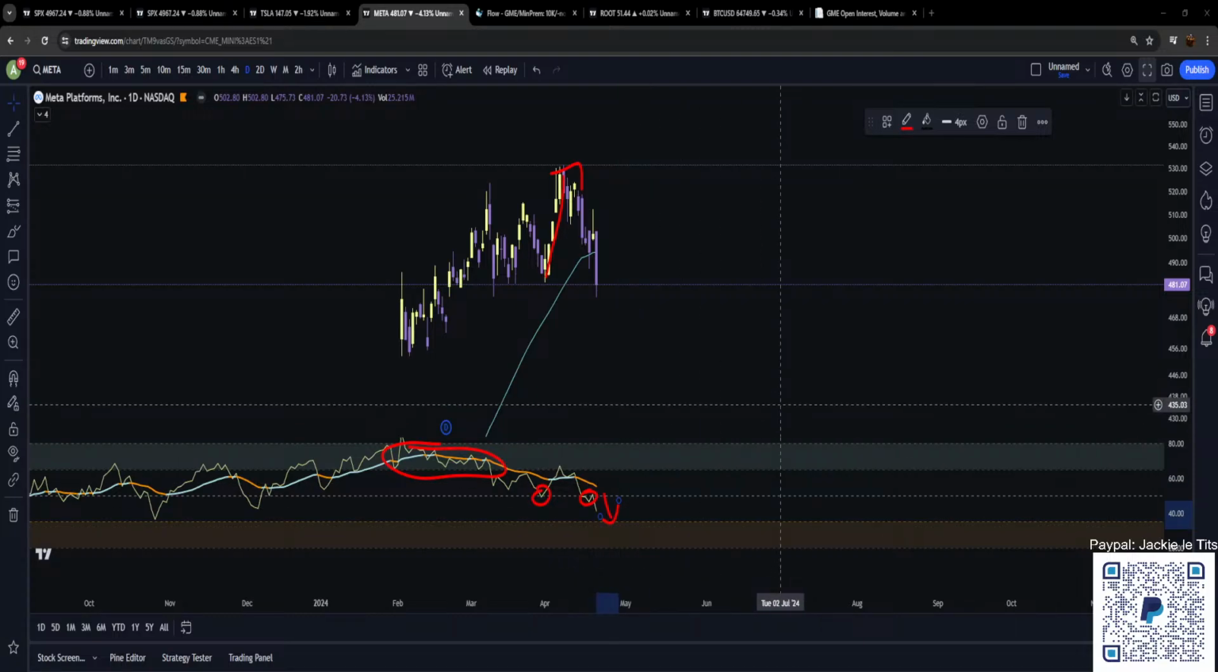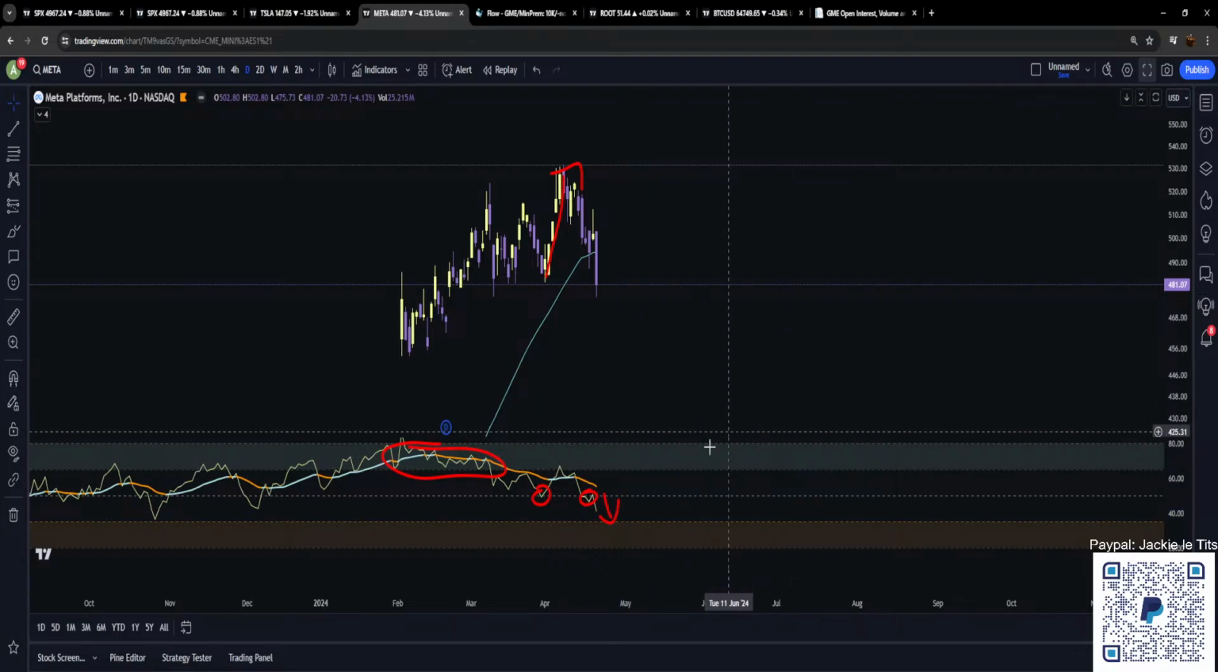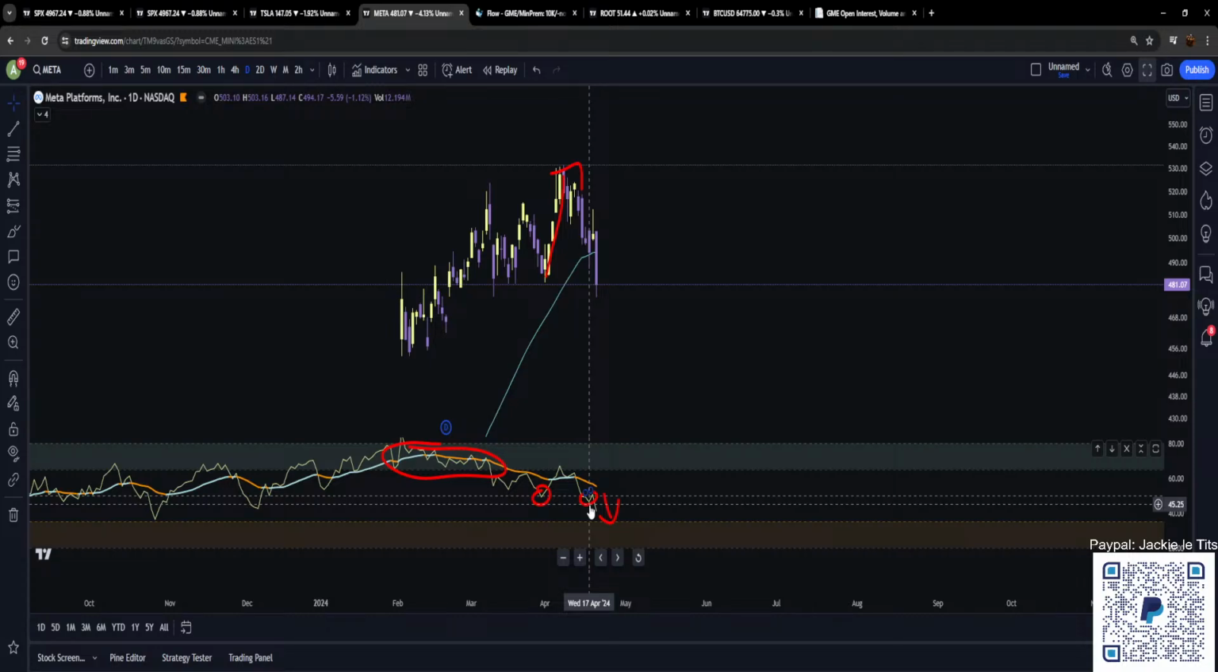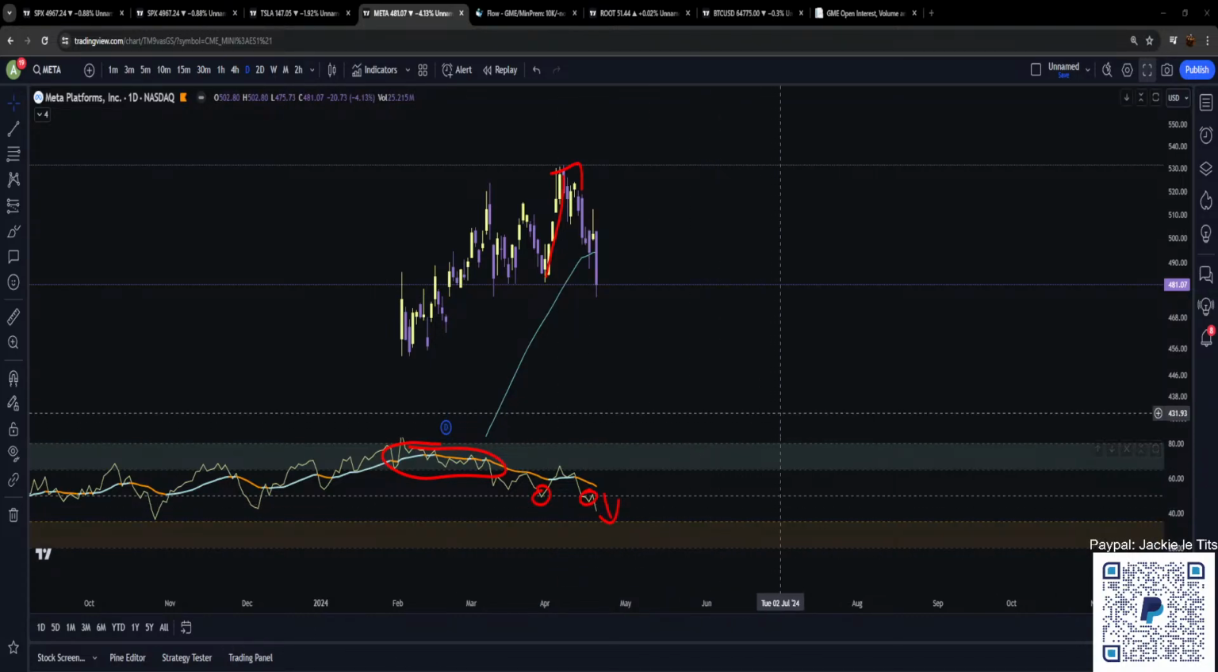What do you guys think? Are we still bullish on Meta, or should we be bearish? What do you guys think? Based on the things that I've circled on the chart, should we be remaining bullish or should we be flipping bearish? What do you guys think?